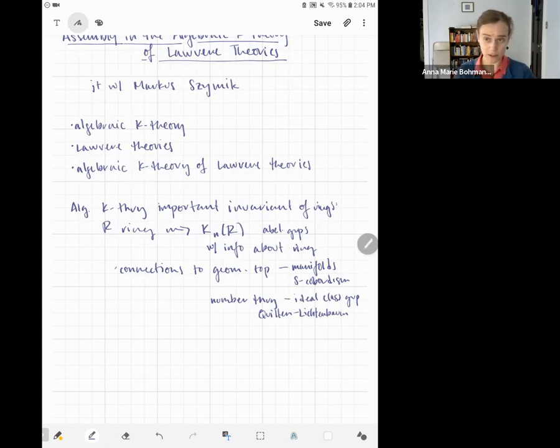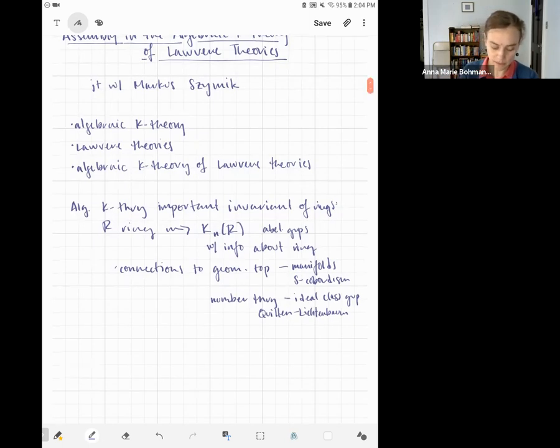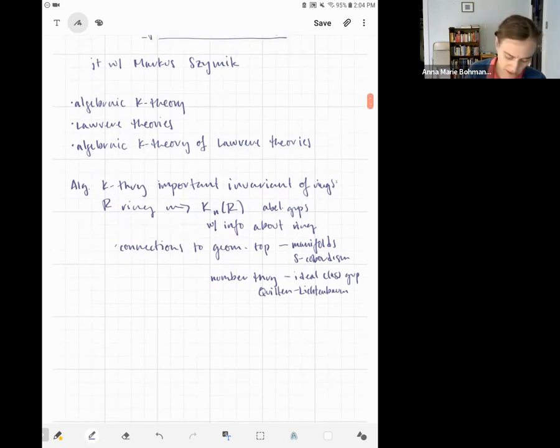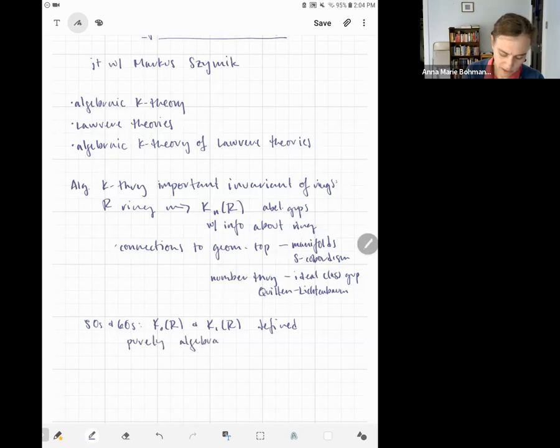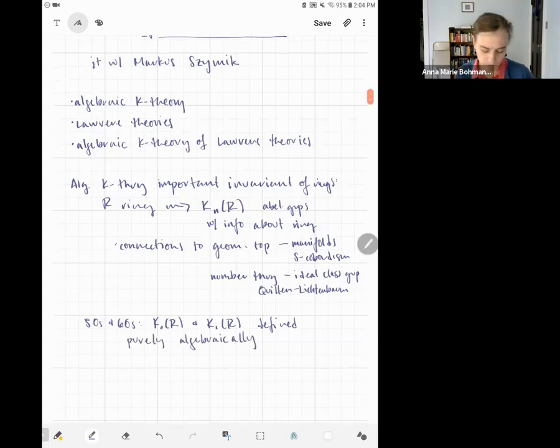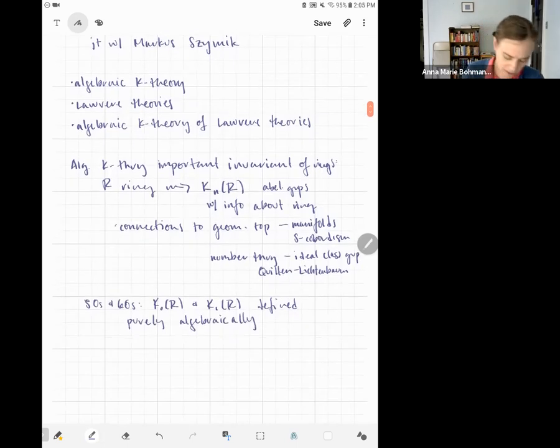So the basic idea is you have some ring and you get this sequence of abelian groups that captures information about your ring. And there's a lot of structure on the sequence as well. Just as a sort of historical background, in the 50s and the 60s, the first couple of these abelian groups, K0 and K1, were defined purely algebraically, just using algebraic data from your ring. But the general definition for all n is really a topological definition, and this is due to Quillen.